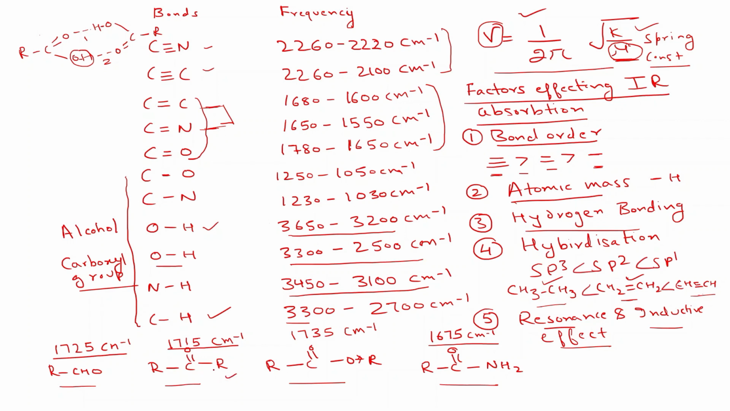So although there is an electron donating group, it will weaken this bond, and then it vibrates at a lower frequency. And in the amide group, again, there is an electron donating group, so again there will be resonance here, so this bond will get weaker, so it is absorbing at 1675 centimeter inverse.